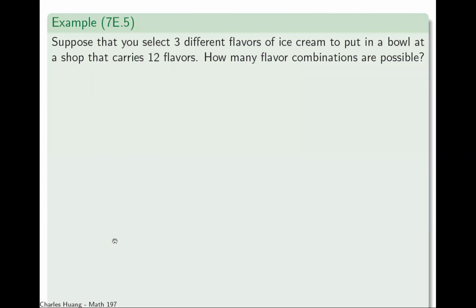Now, suppose we have 12 ice cream flavors in total, and we want to select 3 of them. How many different combinations are there? Well, we do the same thing. We have 3 different flavors. The first flavor, we have 12 of them. The second flavor, we have 11. And then we have 10 flavors to choose for the third flavor. But we count the set that we choose. Let's say we choose apple, banana, and cherry. Let's say these are the 3 that we pick.